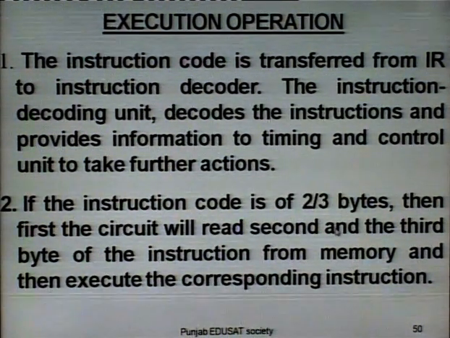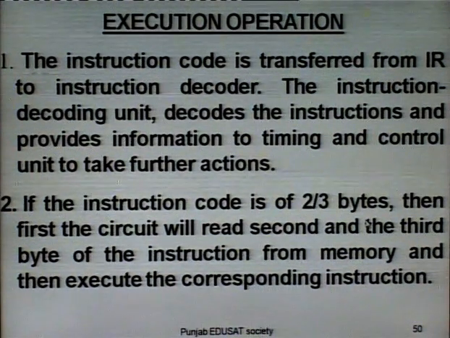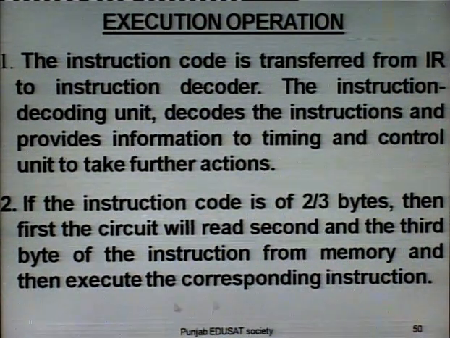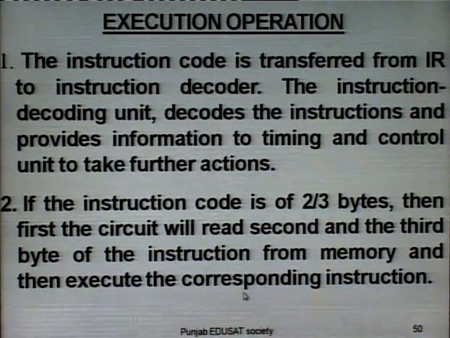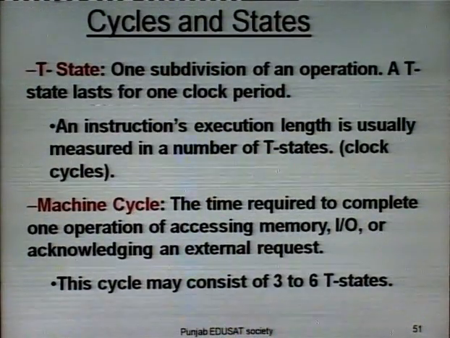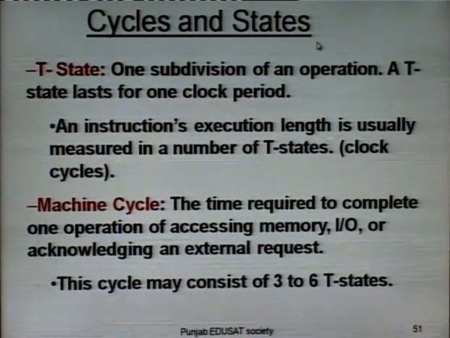If the instruction code is of 2 or 3 bytes, then the circuit will read the second and third byte of the instruction from memory and then execute the corresponding instruction.